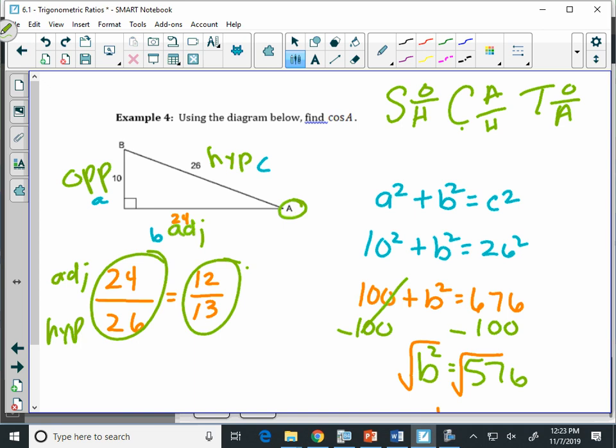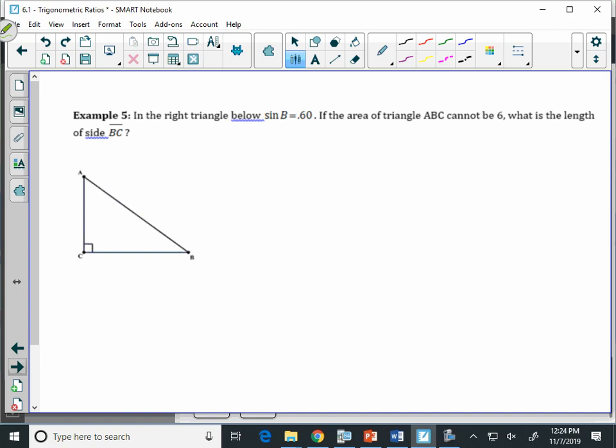So that's telling me the adjacent side is 24, the hypotenuse side is 26. Okay, so we can use that fraction to tell us what the lengths of the different sides of the triangles are. So if we can make that into a fraction, we at least know what two sides of that triangle are, and that can help us find the third side.